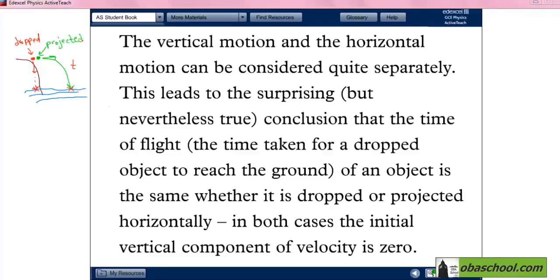They both have the same acceleration, which is acceleration due to gravity. This is what is meant by time of flight, which is the time taken for a dropped object to reach the ground, of an object is the same whether it is dropped or projected horizontally.